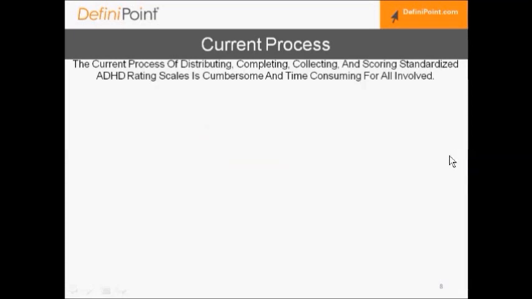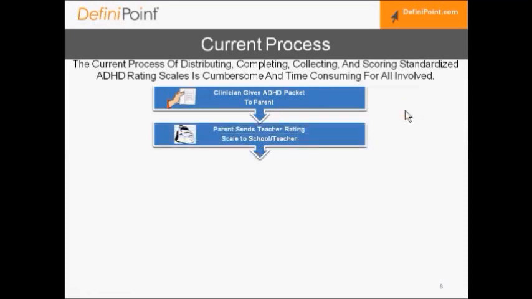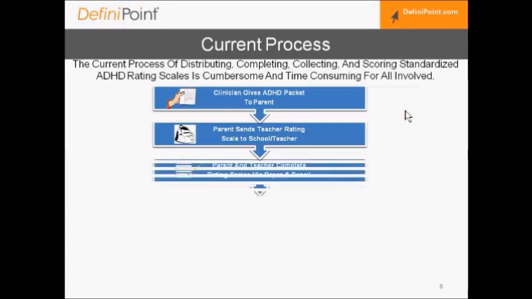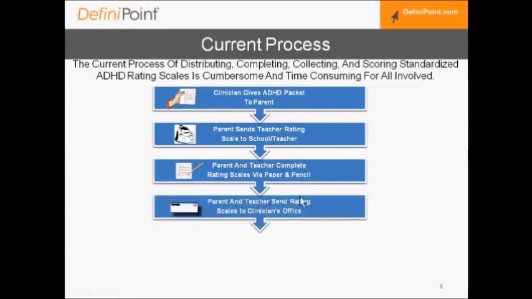Unfortunately, the current paper and pencil process is cumbersome. It takes a lot of time and a lot of effort. It starts with the clinician handing a packet of information to the parent, rating scales, ask them to complete the information, as well as pass it along to the teachers to get their input into the process. The parents and teachers complete the rating scales. They then send the rating scales back to the clinician's office.